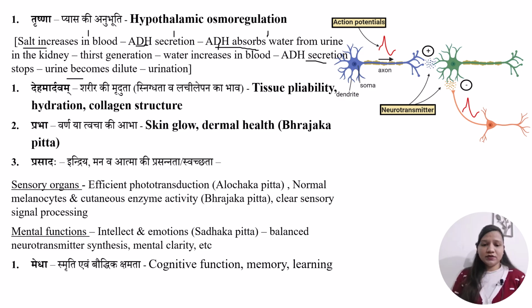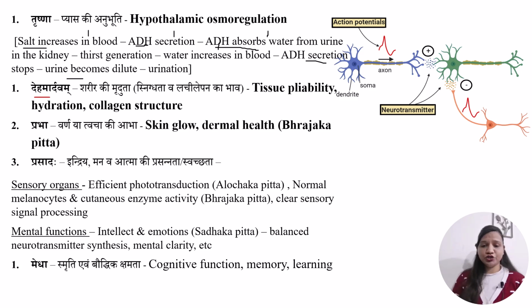Next karma of Pitta is देह which means शरीर की मृदुता, स्निग्धता व लचीलेपन का भाव. So here देह means the tissue pliability or the softness of the tissues. What is exactly tissue pliability? It is the capacity of tissues to stretch or deform and regain their original form without any injury. This is tissue pliability, which in easy language we can say is the softness of the tissues of the body.